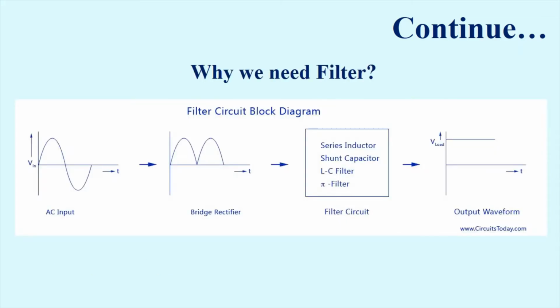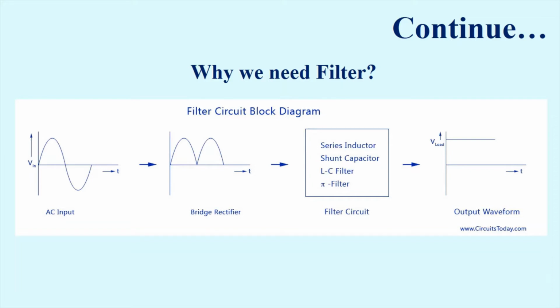Why we need filter? Here we have our AC input which is continuously varying. So we need a circuit that converts this AC input into the rectified DC output. So we will use a bridge rectifier for the conversion of this AC input into the rectified DC output.